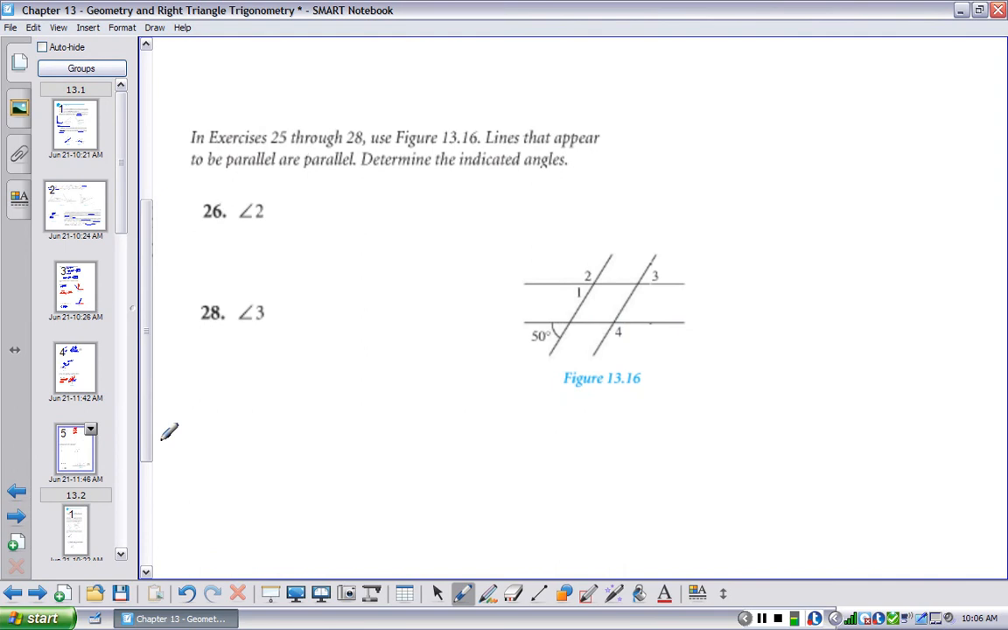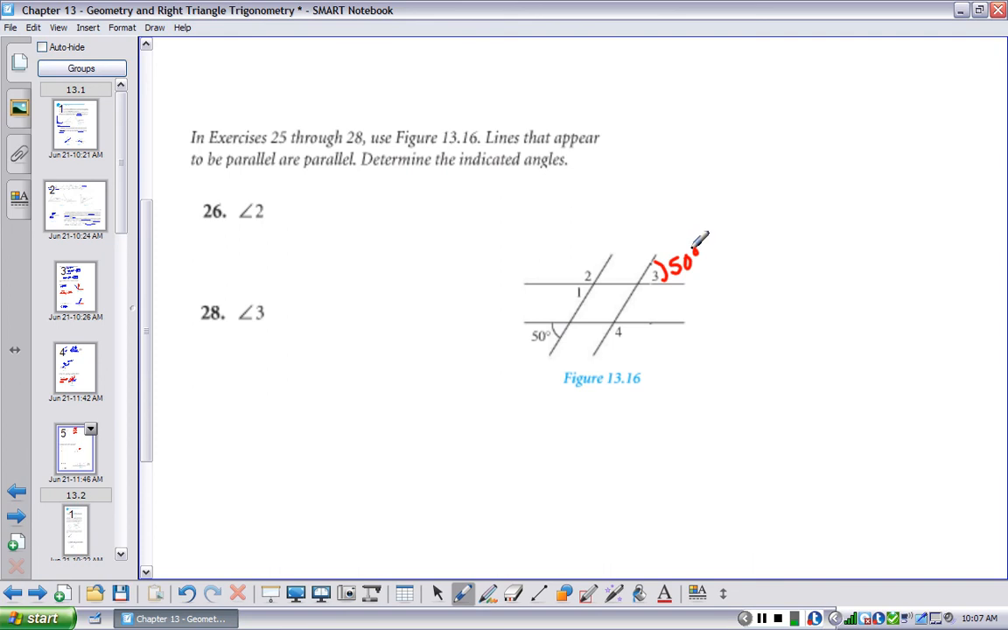All right, let's look at this next figure. It says lines that appear to be parallel are parallel, and determine the indicated angles. So this is a situation where we have two parallel lines, we have transversals, and we need to think about what's equivalent. Here, this angle is 50 degrees, okay? And since this angle is 50 degrees, then this angle here is 50 degrees.